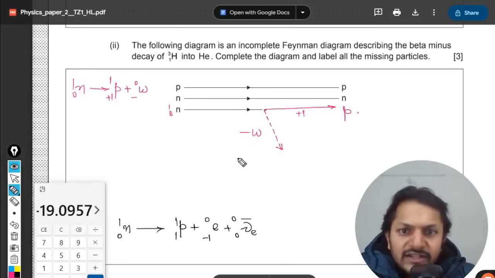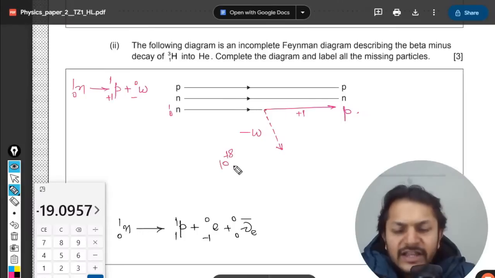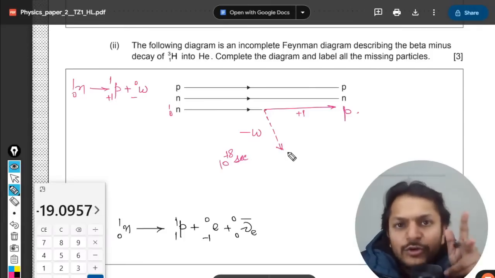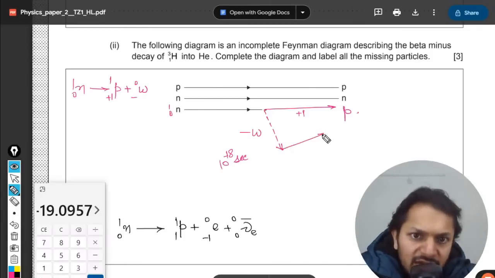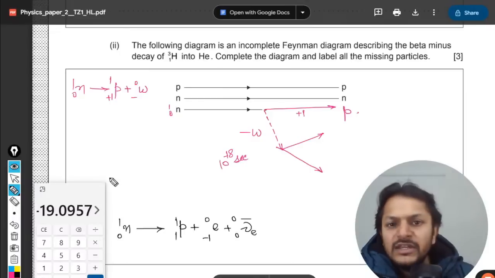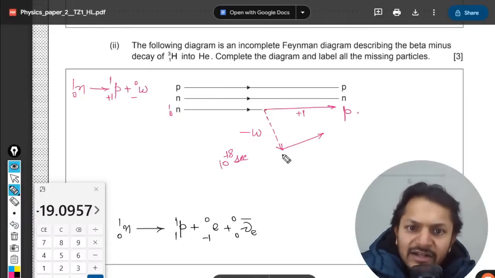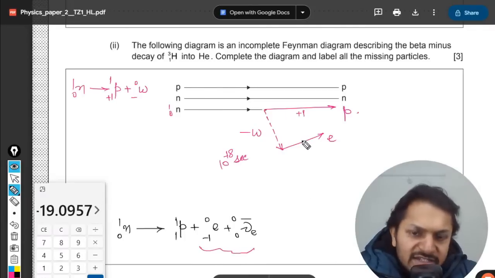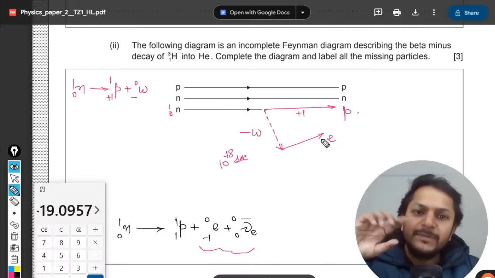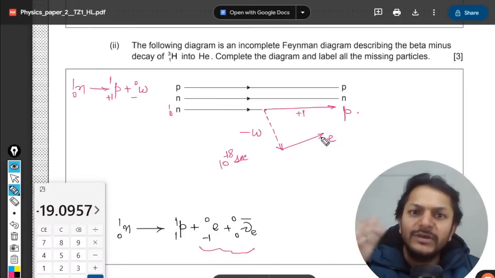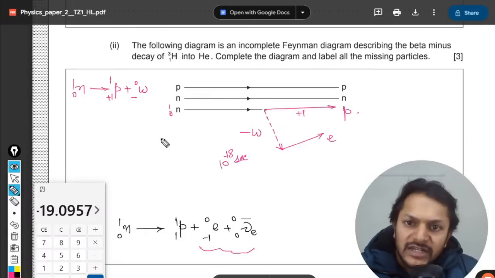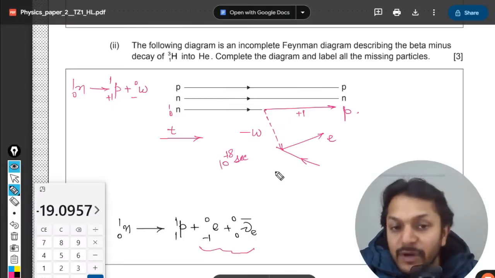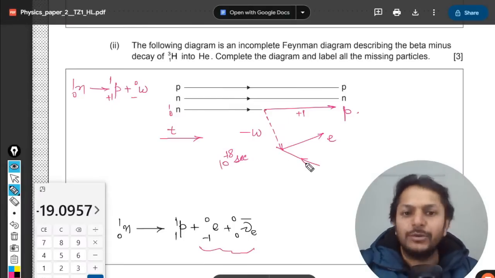This particle also has a very small lifetime, like 10 raised to negative 18 seconds or something. After that, it has to break down into two parts. So it will give two things. One will be the particle, and another will be the antiparticle. So the electron is released, and this is the particle. That is why the direction shown will be the same as that of this. The time is moving in this direction, and there is this antiparticle, and its direction will be opposite.